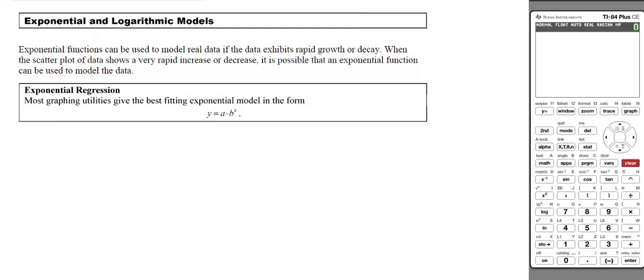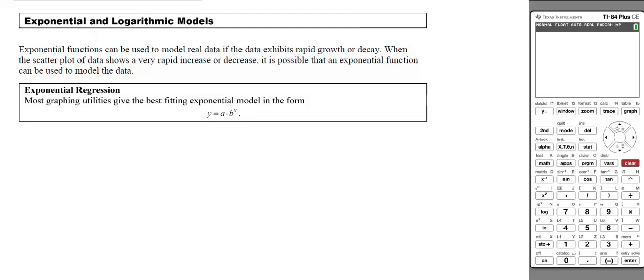Exponential and logarithmic models. Exponential functions can be used to model real data if the data exhibits rapid growth or decay. When the scatter plot of the data shows a very rapid increase or decrease, it's possible that an exponential function can be used to model the data.